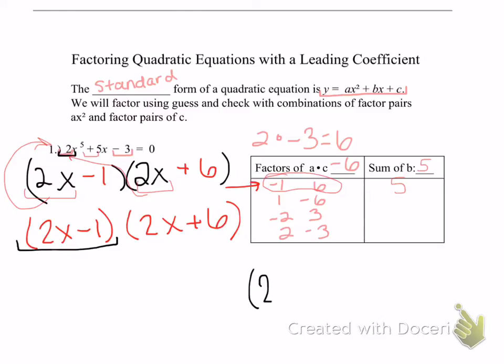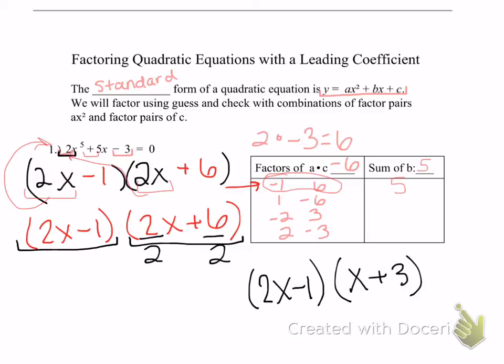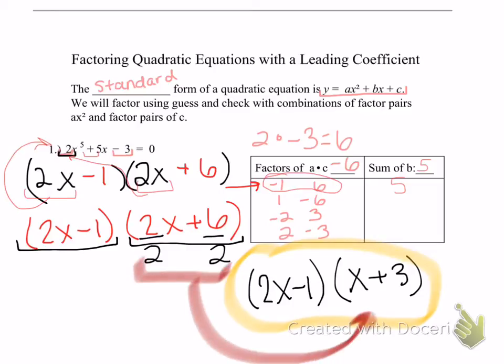So our first part will still be 2x minus 1. My second part, I have 2x plus 6. Well, 2 does go into 6, so we're dividing each side by 2. Left over, I'll have x plus 3. That leaves us with our final answer of 2x minus 1 times x plus 3. All we did was take out the GCF that was written here to find the final part of our factoring.